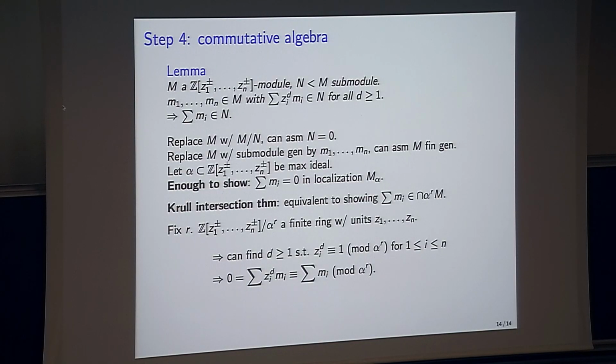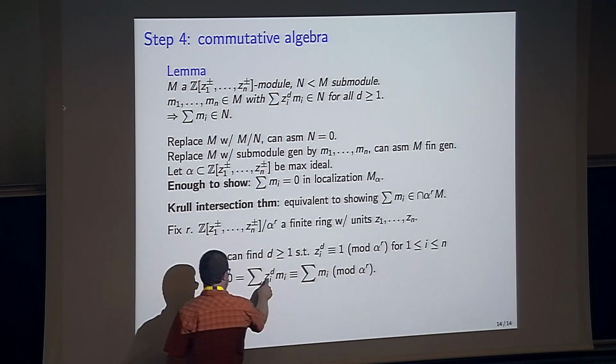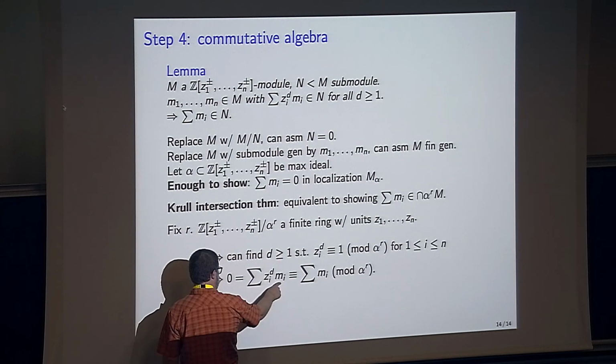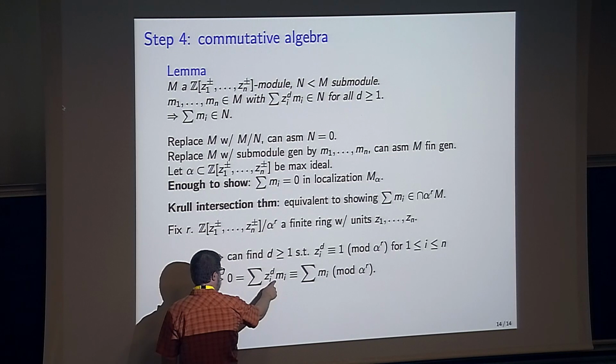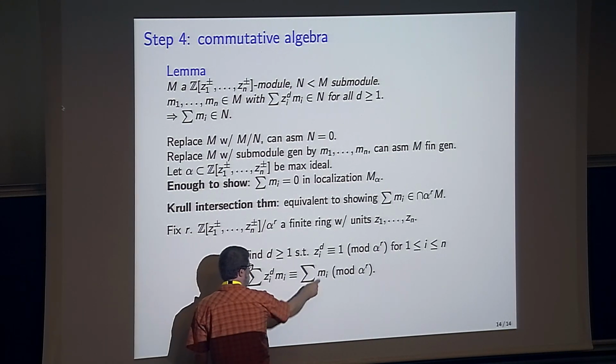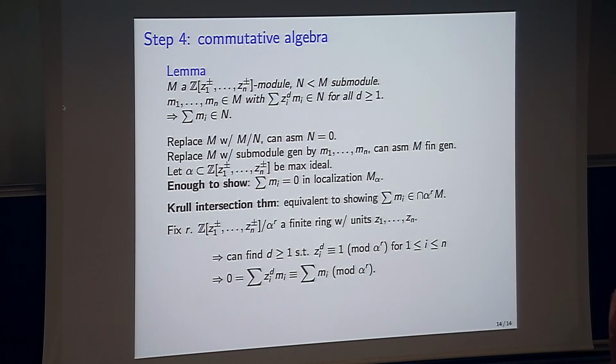And that means that 0 is equal to, well, d is at least 1, so I know that the sum of zi to the d times mi is equal to 0 because it lies inside n. So I know that that's 0, but that's also the same as the sum of the mi, since zi to the d is 1. And so that's what I needed to prove. There's nothing more to show. That's it.